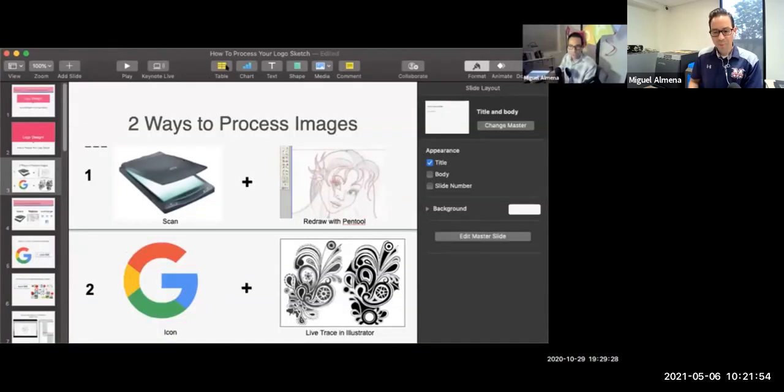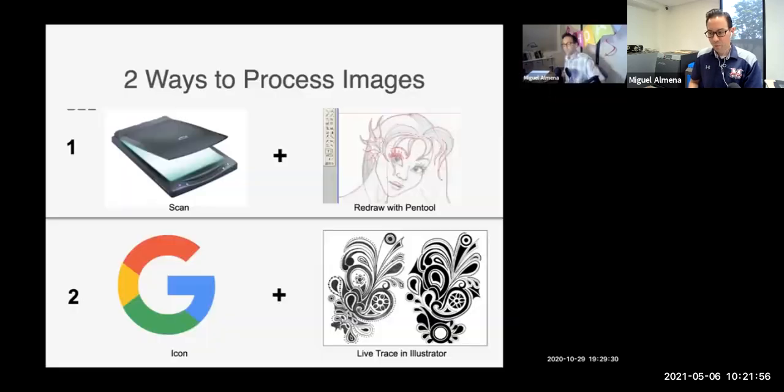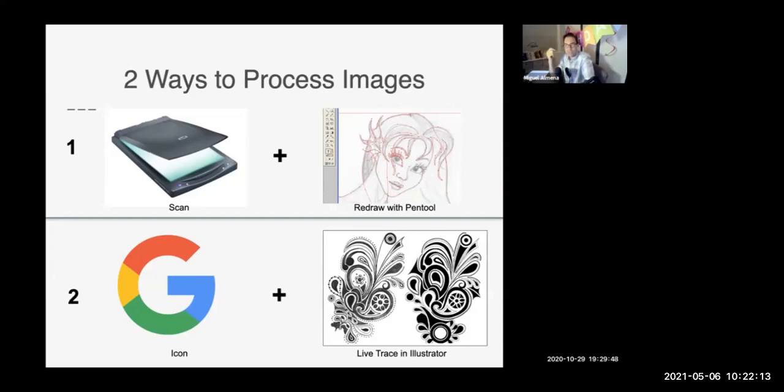So, 2 ways to process images. I normally roll this out when we do logos, but this is basically how you can approach this project, from 2 different points. Number 1, you can draw it out, right? Kind of like what Adriana is doing. You can draw out your concept and scan it, take a picture of it on your phone. Phones have really great HD quality these days. And you can redraw with your pen tool. You already know how to draw with the pen tool.